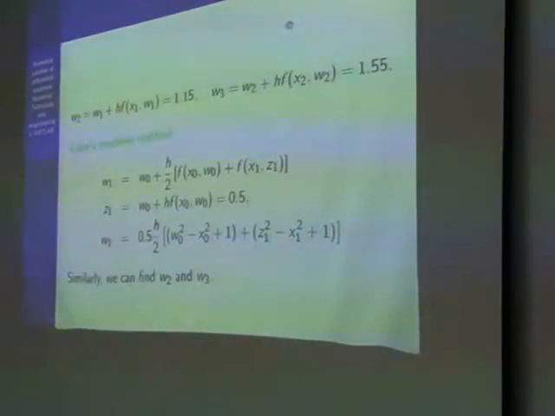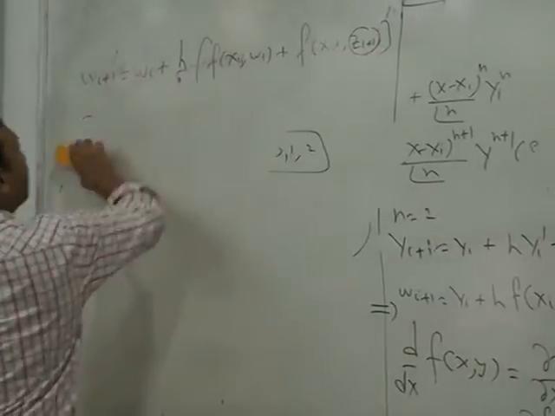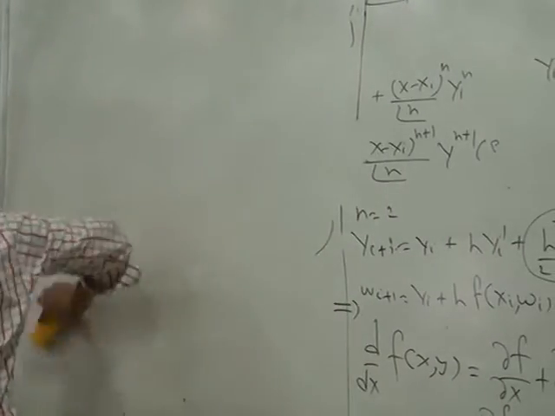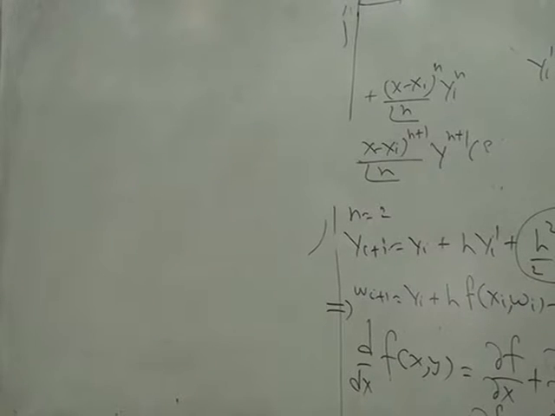Is it clear or not? Yes? This is what your Euler modified method is. Let us go with Taylor series for second order, because first order is nothing but your Euler equation. So let us go with Taylor series of second order. Can you go next? Yes.